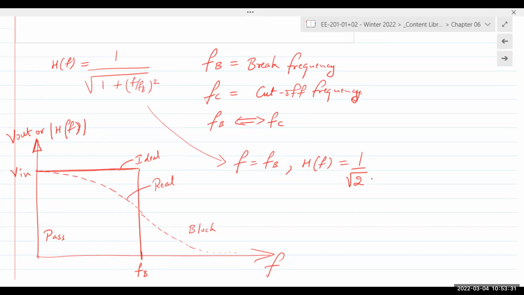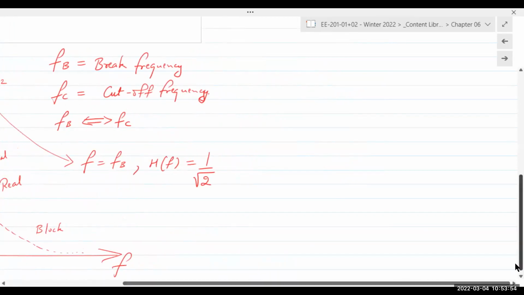Especially a first order filter will have a slope that looks like this. A higher order filter will have a much sharper slope that approximates the ideal filter. So that is the mathematical part of it, the mathematical equation. Let's use the handy dandy table and analyze the circuit.